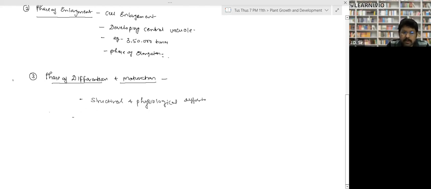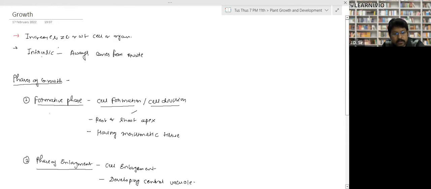In structural differentiation, the cell takes a particular size and shape, while in physiological differentiation, it opts for a particular function. So these were the different phases of growth, right? And now we can have a graph of the growth curve. So the next thing is the growth curve.